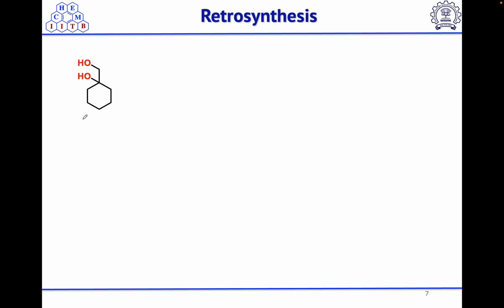So this is the target molecule, right? TM. So how can we get this target molecule? We can get it from this olefin. So this is the 1,2 diol we can think. This is carbon 1, this is carbon 2, and this is the 1,2 diol. This 1,2 diol we can get from this olefin, right? By 1,2 dihydroxylation conditions.